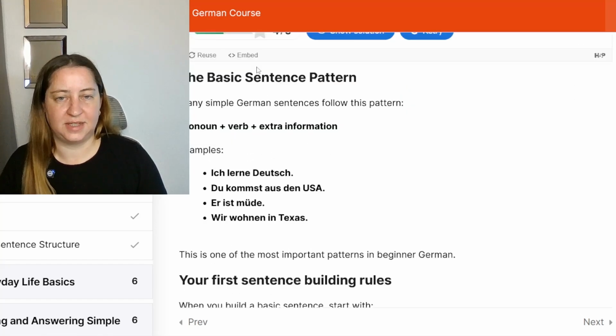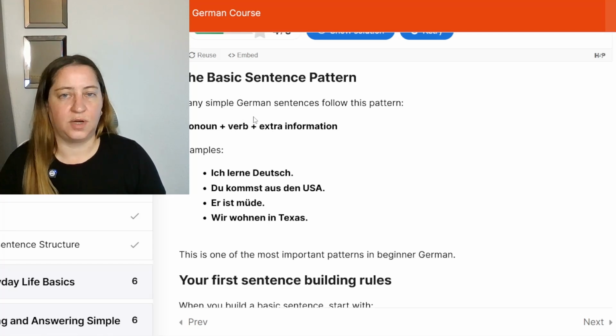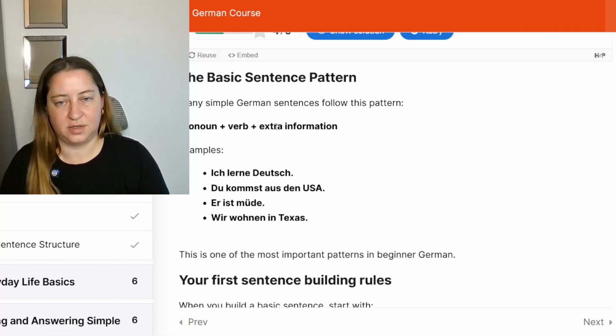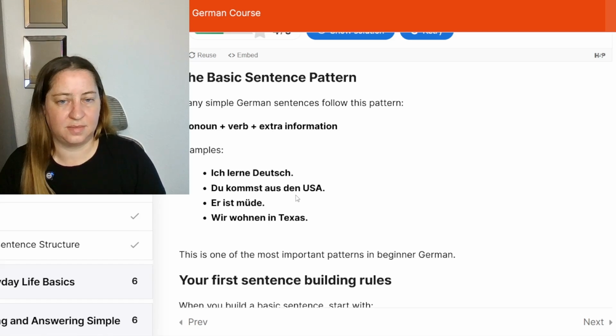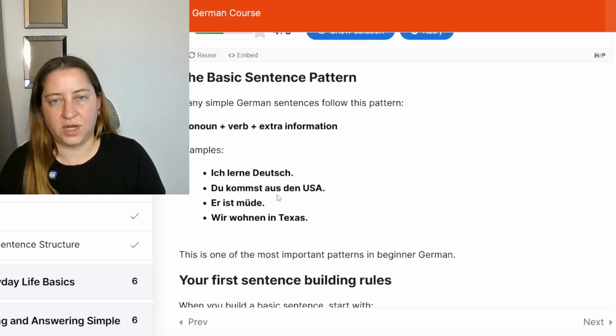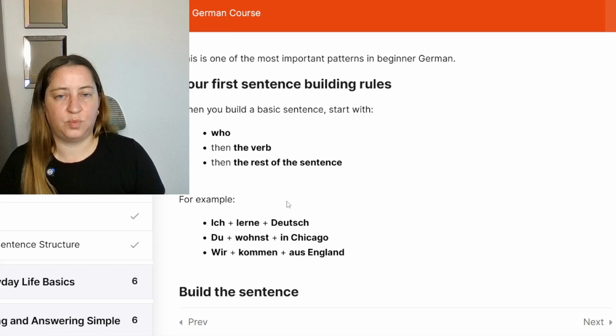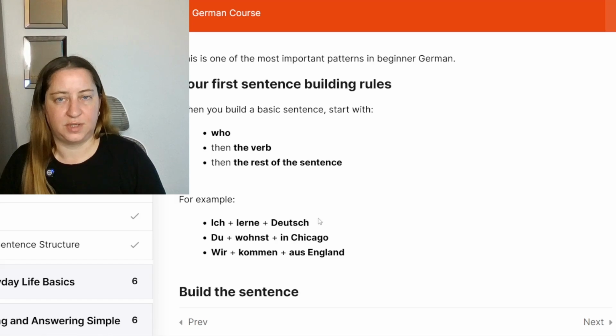Now let's look at the basic sentence pattern. Just like in English, German sentences are going to have a subject, a verb, and an object. Or for this lesson, we're going to have the pronoun, the verb, and the extra information. Like Ich lerne Deutsch. Du kommst aus den USA. Er ist müde. Wir wohnen in Texas.